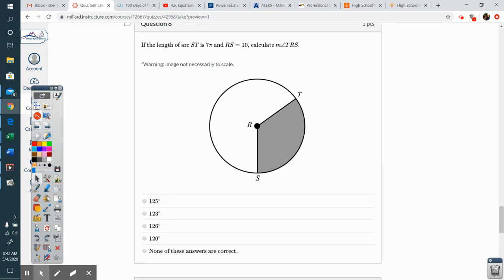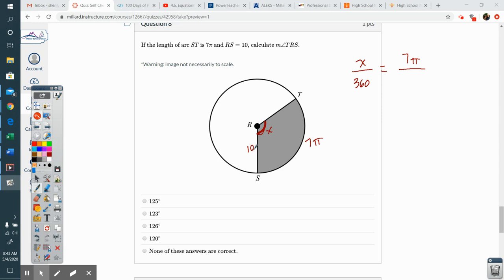If the length of an arc is 7 pi, now let's just start labeling. So this arc right here is 7 pi, and RS is 10. Calculate the TRS. We want to know what this angle right here is. So let's call it X. So we set it in a proportion again. X divided by 360, which is the whole. So you take the small portion, divide by the whole circle, is equal to this small portion, divide by the whole circumference.